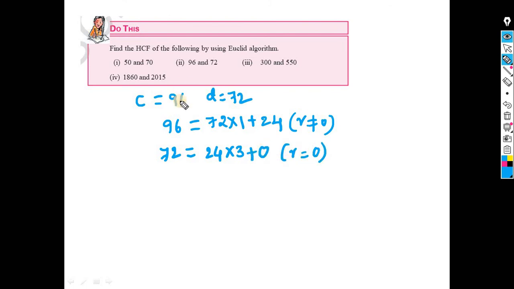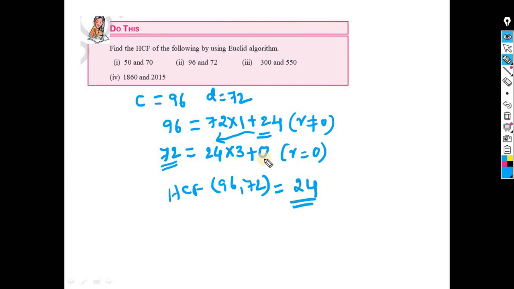You need to make sure that the remainder available becomes the divisor next time, and see how many times it will divide, so that you identify the common factor. So the HCF for 96 and 72 is equal to 24. Wherever the remainder is 0, that divisor is called the highest common factor. This is the solution for the second one.